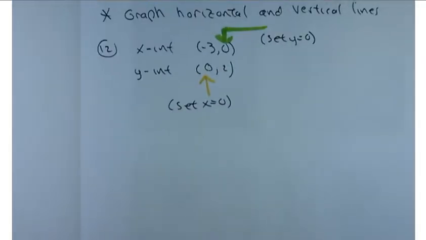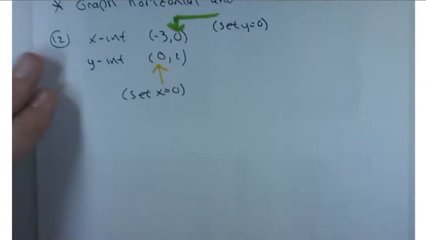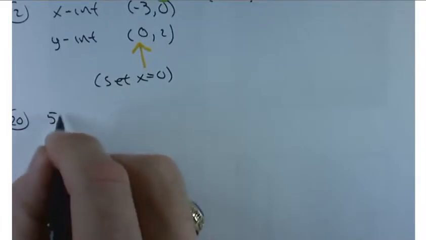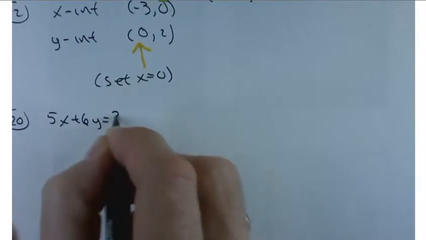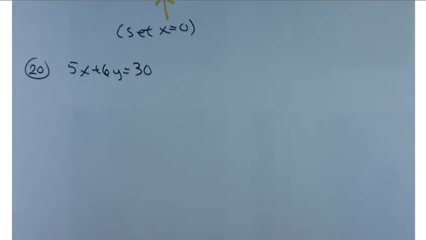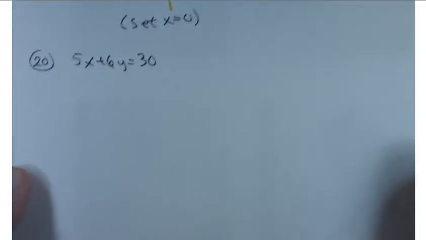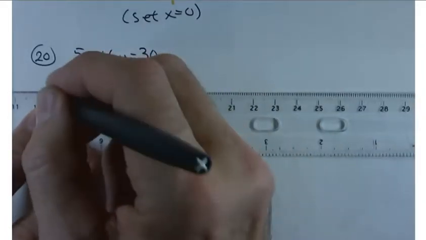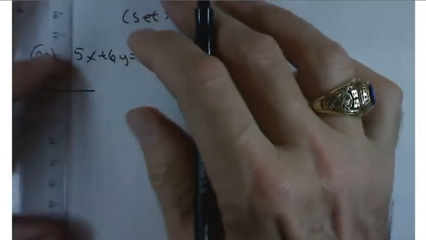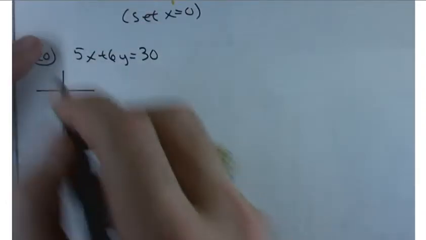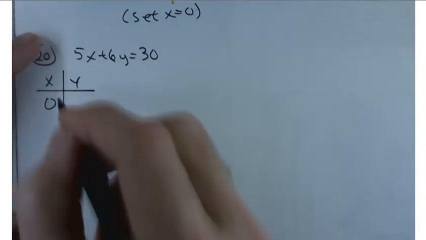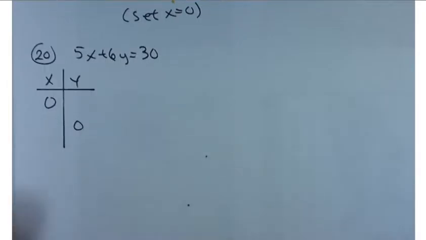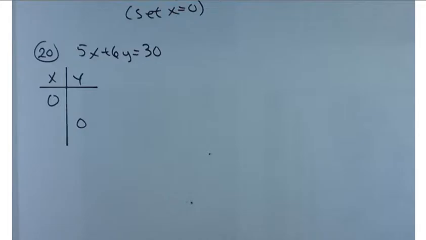We'll start with problem number 20. So 5x plus 6y equals 30. And they're asking you to find the x and y-intercepts. Well, I'm going to organize myself a little bit here. I'm going to draw a little t-table off to the side. That's going to have my x and y coordinates. And one at a time, I'm going to set first x equal to 0 and then y equals 0. Let's see what kind of points I can come up with.